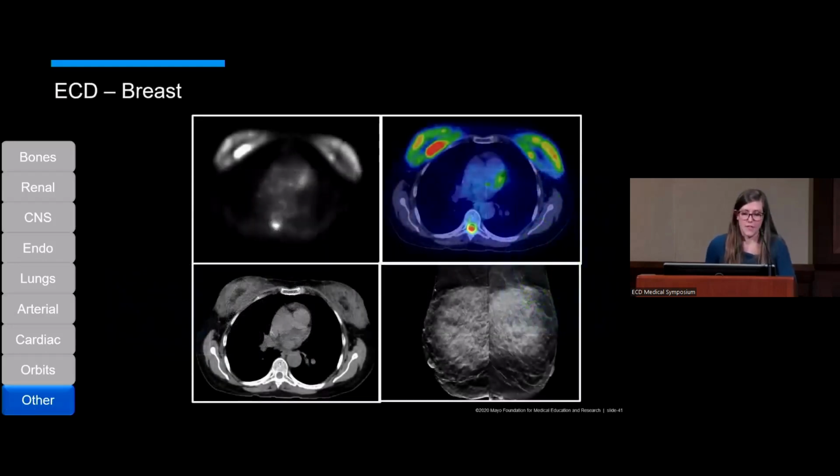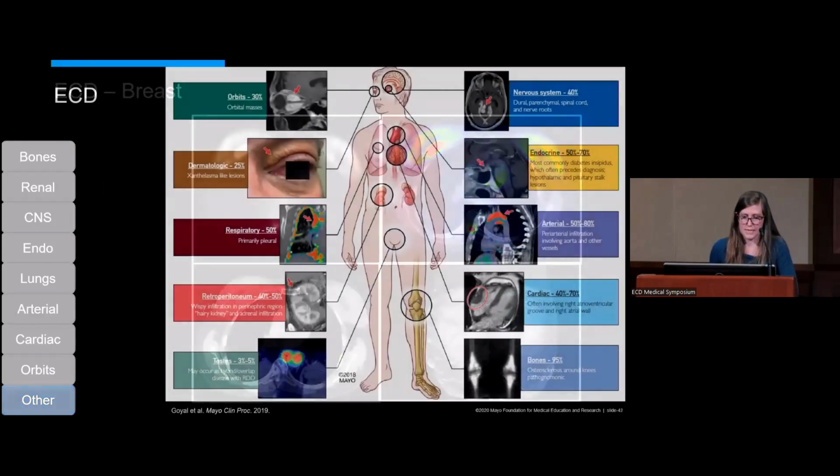This is an example of a patient that had breast involvement. So in isolation alone, this would be more suspicious for a breast malignancy. But this patient had, I think, biopsy-proven involvement of her breasts.